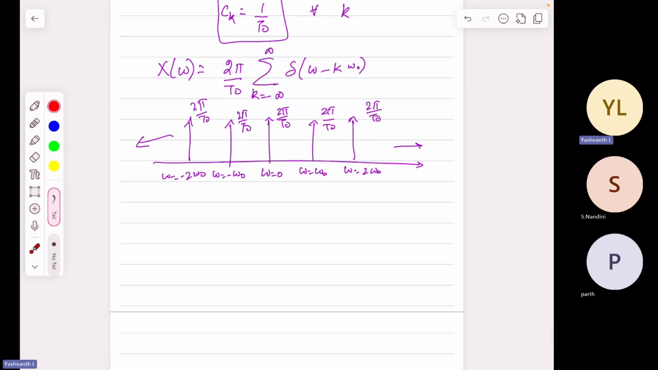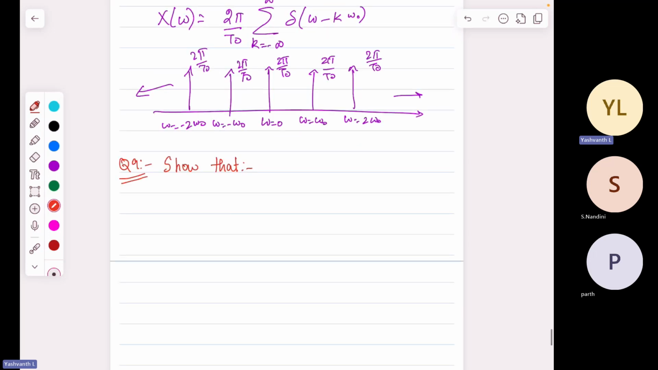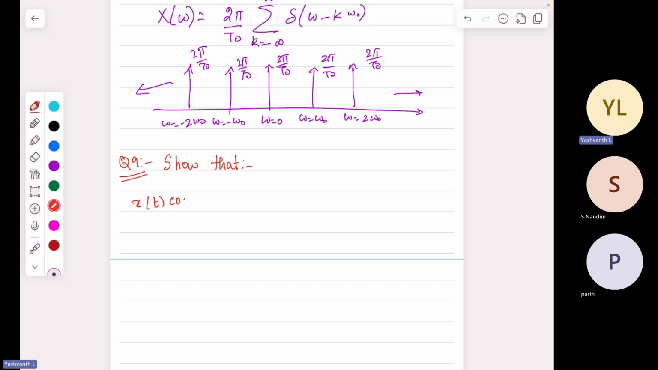Very good. You're now in question number 9. It's actually a very useful concept when you study communication systems. If you're working in communications, or if you happen to take a course, you will encounter this particular result. So what this says is show that x of t into cos omega naught t, that is, I have some signal x of t and I multiply that with cos omega naught t, has the Fourier transform half X of omega minus omega naught plus half of X of omega plus omega naught.